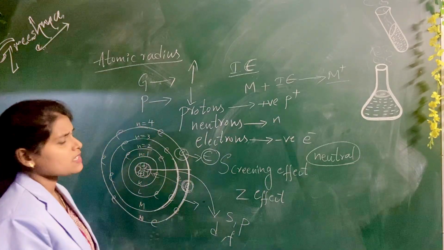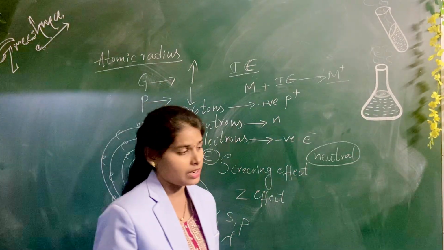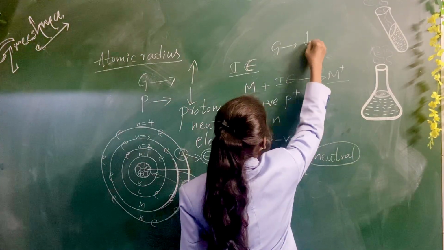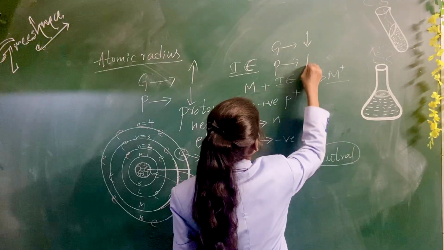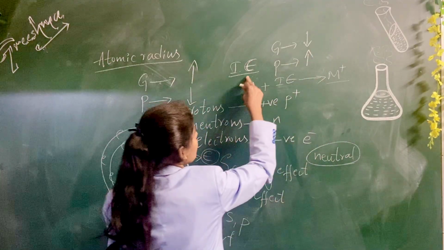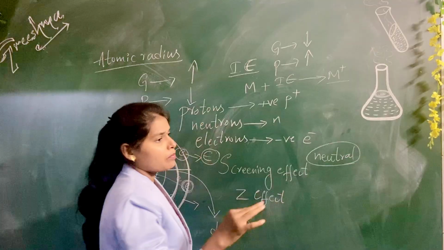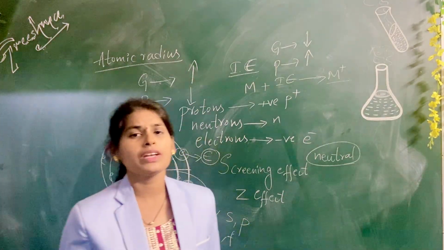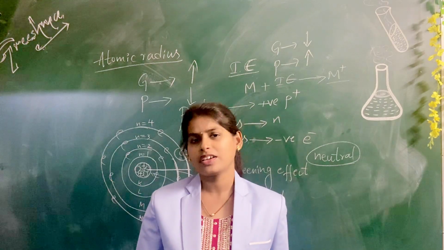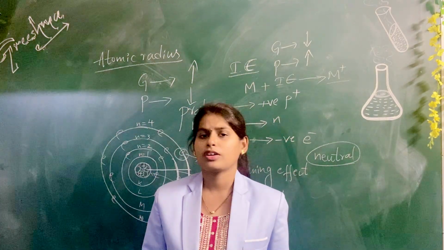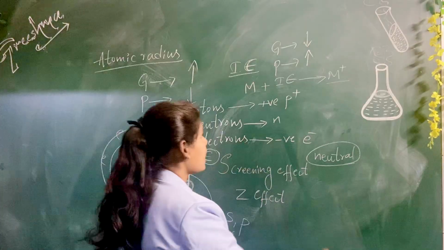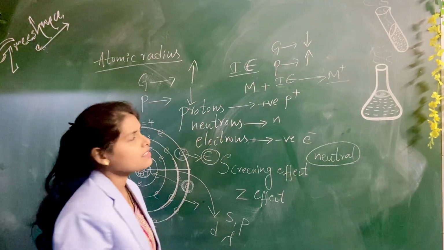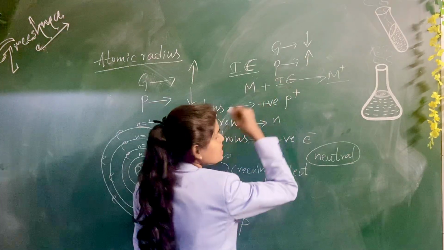So what happens to this ionization enthalpy in groups and periods? In groups, ionization enthalpy is going to decrease, and in periods it is going to increase. Why does ionization enthalpy decrease in a group? Because as we come from top to bottom in a group, the atomic size or atomic radius is going to increase. So due to the increase in atomic size and screening effect, ionization enthalpy in groups is going to decrease.